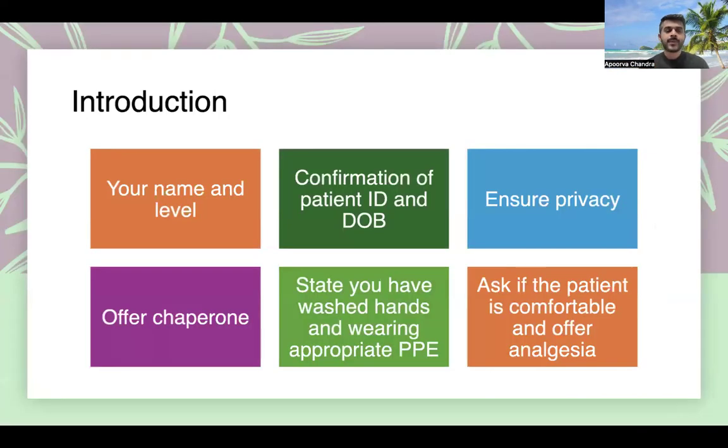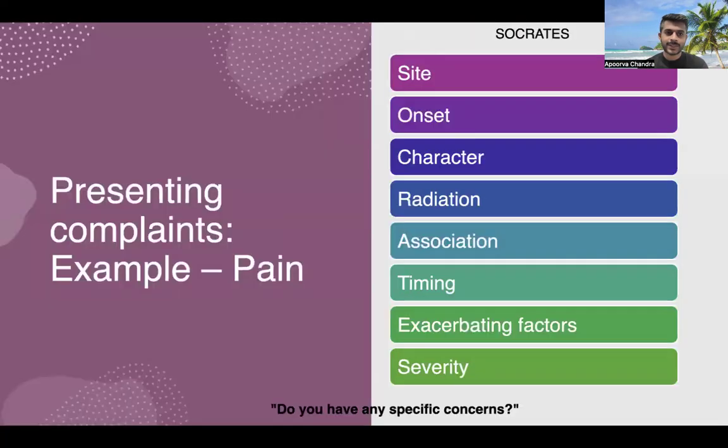Like any other station, for the introduction, you start with your name and the level. You need to confirm the patient's date of birth and the patient's name. Make sure that you ensure privacy of the patient. Either take the patient to a cubicle or to a separate room. Offer a chaperone, and state you have washed hands and are wearing appropriate PPE. Ask if the patient is comfortable and if the patient needs any analgesia. So that makes a very good introduction for any history-taking station.